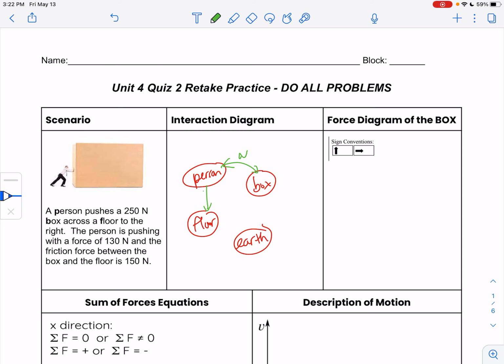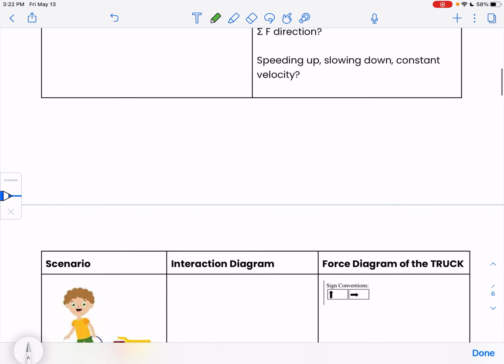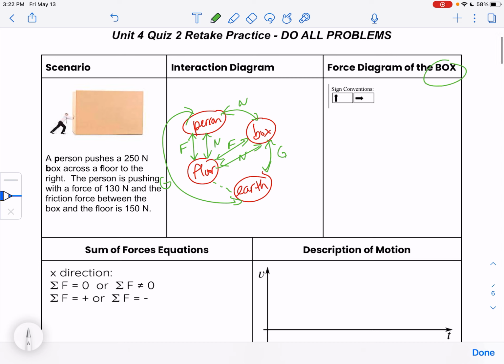Okay, the person is on the floor and presumably walking, so that's friction and normal. Okay, the box also has friction and normal, and then everybody gets the earth, gravity. Okay, floor and earth again if you want or not. Okay, so we're going to draw the force diagram of the box.